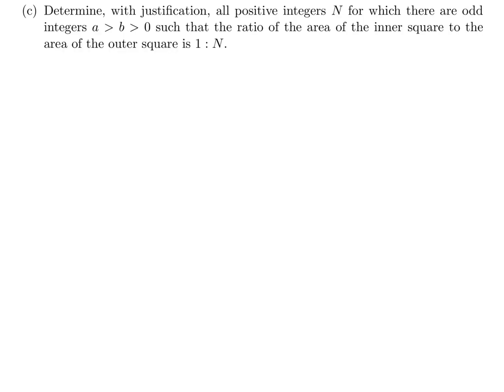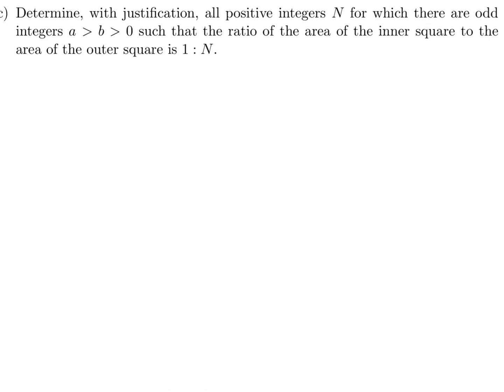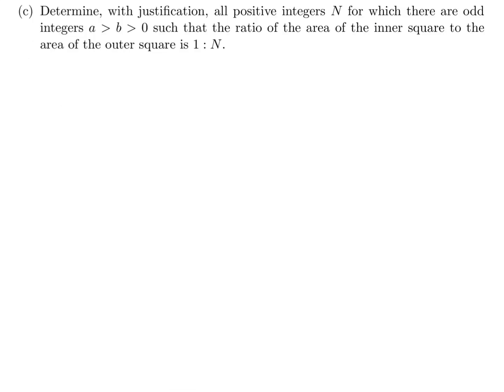Part C. Determine with justification all positive integers n for which there are odd integers a greater than b greater than 0 such that the ratio of the area of the inner square to the area of the outer square is 1 over n. So it looks familiar, but a few different items this time. They're odd integers this time. And those odd integers, a is greater than b is greater than 0.